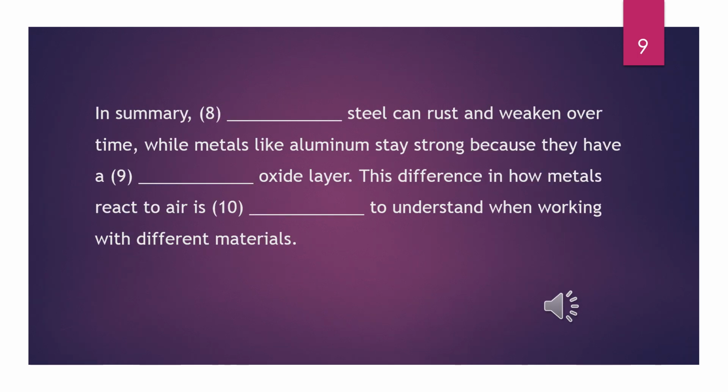In summary, mild steel can rust and weaken over time, while metals like aluminum stay strong because they have a protective oxide layer. This difference in how metals react to air is important to understand when working with different materials.